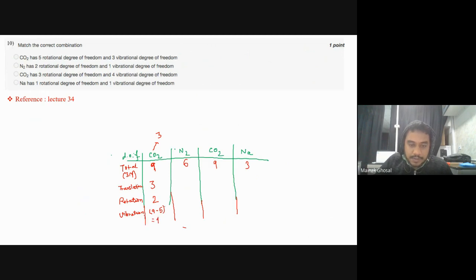So for carbon dioxide, 4 vibrational degrees of freedom will be there. Okay. So you understand for carbon dioxide, that is a linear, triatomic molecule, 3 translational degrees of freedom will be there, 2 rotations will be there, and 4 vibrations will be there.